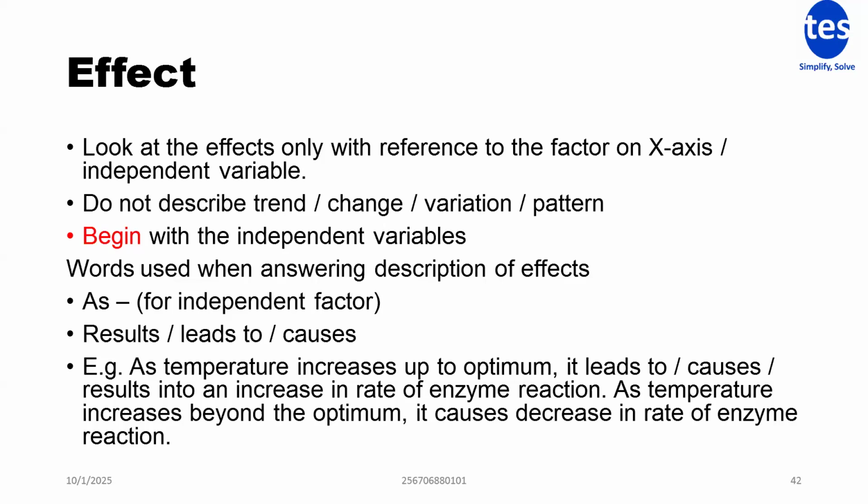For example, as temperature increases up to the optimum, it leads to, or causes, or results in an increase in rate of enzyme reaction. Or as temperature increases beyond the optimum, it causes a decrease in rate of enzyme reaction. Or sometimes you can start by saying increasing the temperature from 0 degrees Celsius to 50 degrees Celsius increases the rate of enzyme activity, or causes an increase in the rate of enzyme activity. So the things we are introducing during effect are leads to, causes, or results in.